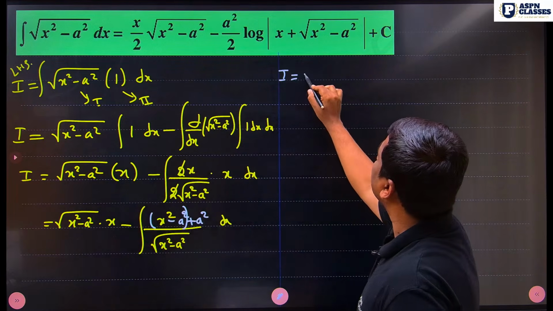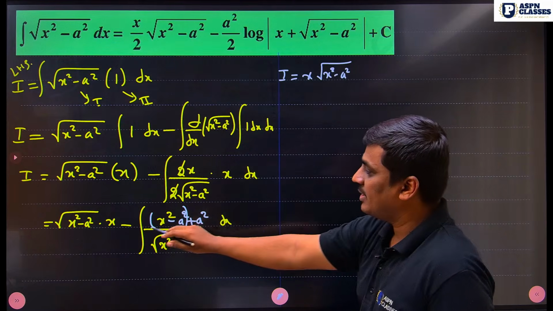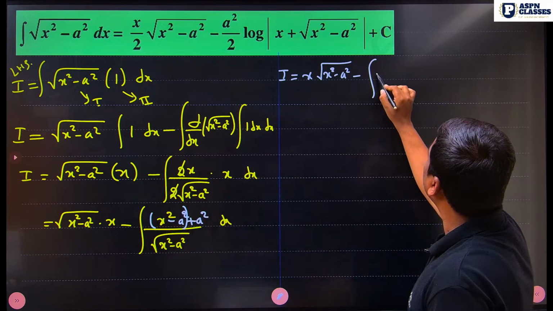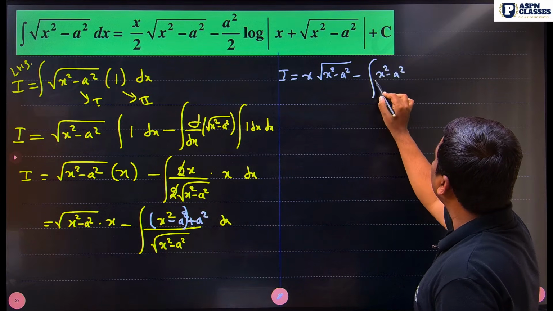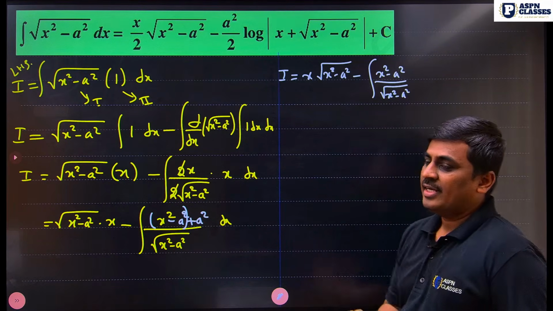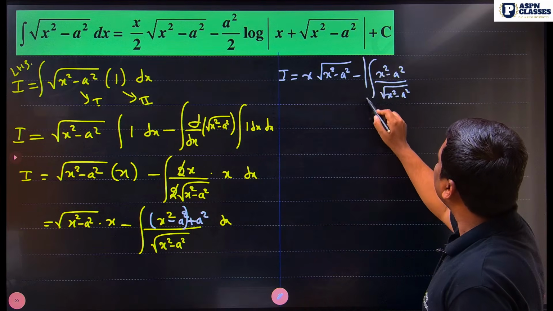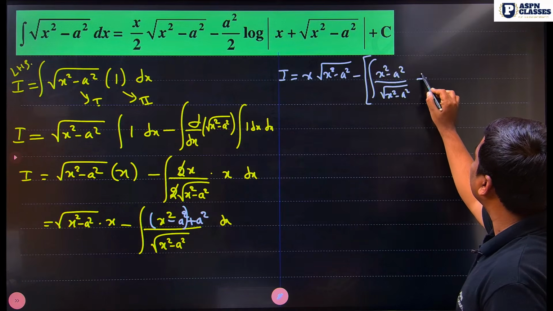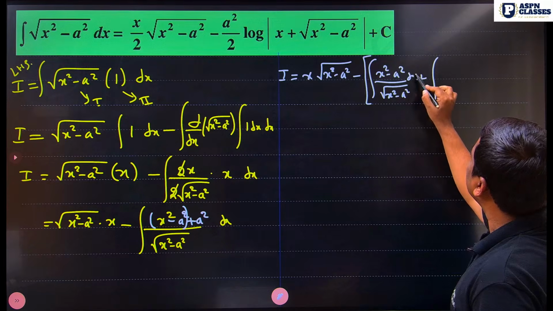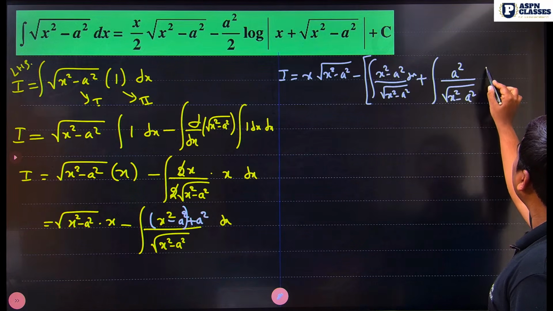This result, first I'll write x, then x square minus a square, then there is a minus sign, write it as it is. Integration of this part entirely dividing here: x square minus a square divided by root of x square minus a square. Correct? And then again the middle sign will be plus, so better you take a bracket because there is a minus sign. Again plus, again a square is there, so integration of, better you write dx, a square divided by square root of x square minus a square dx.